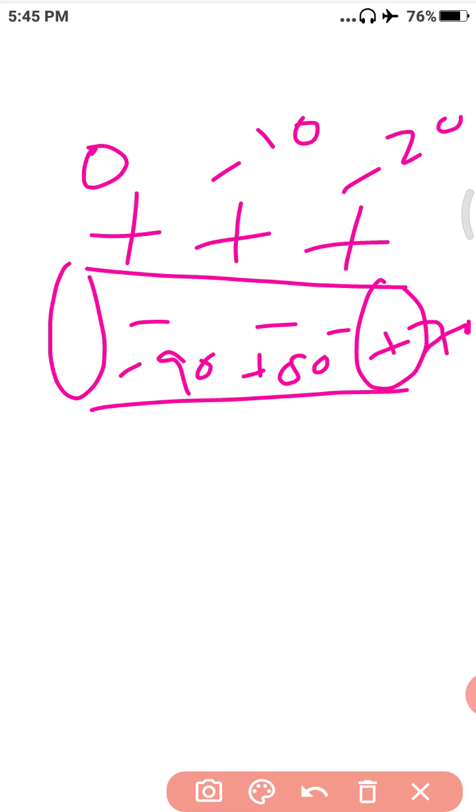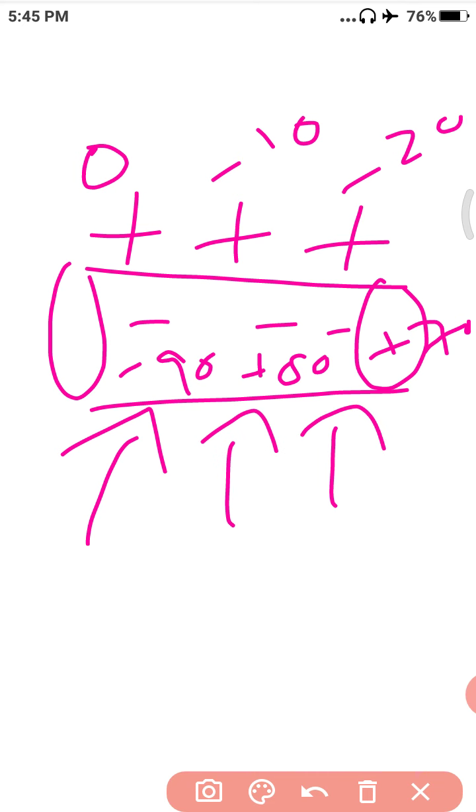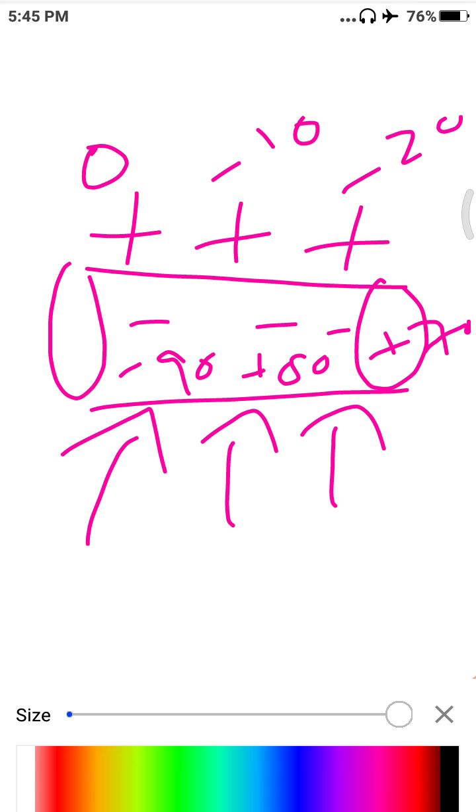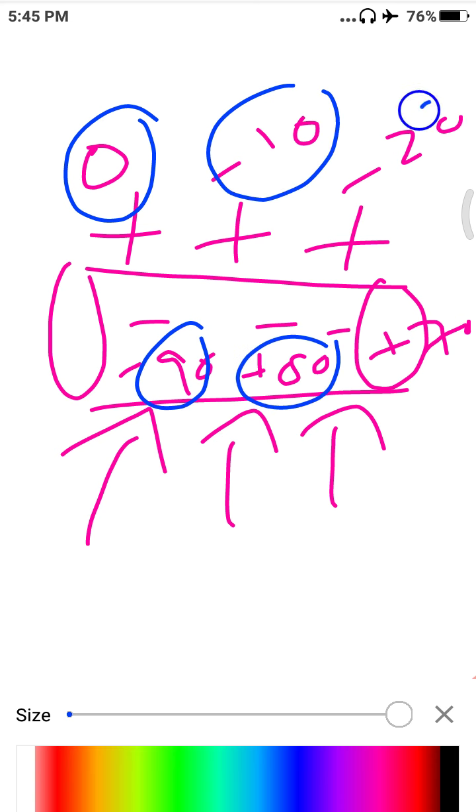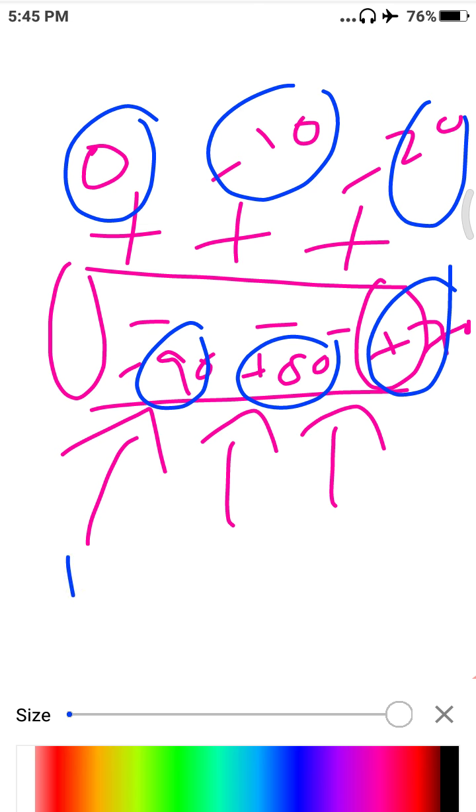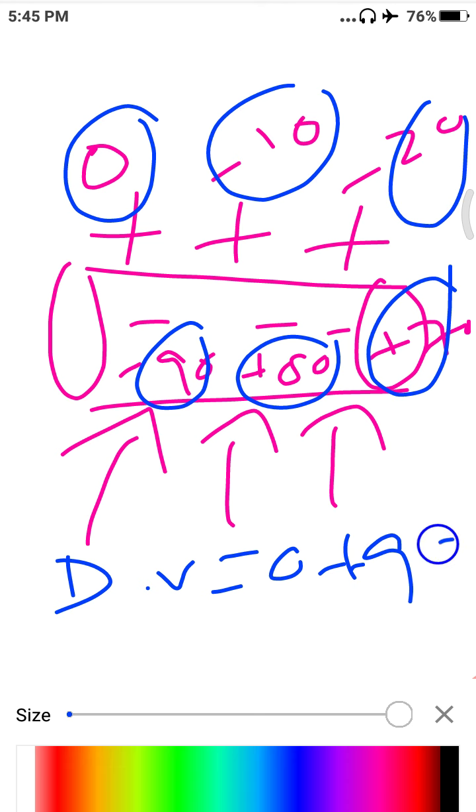If I apply some external force in this direction onto this cell membrane, what is the differential voltage? The differential voltage is this value minus this value, and another this minus this, and this minus this. So you will get the differential output voltage. For example, the differential voltage is 0 plus 90, since this minus minus 90, so you get 90 millivolts.